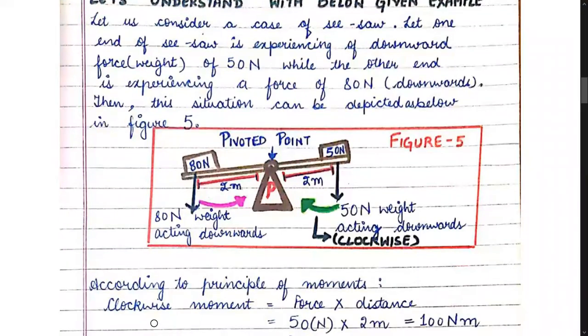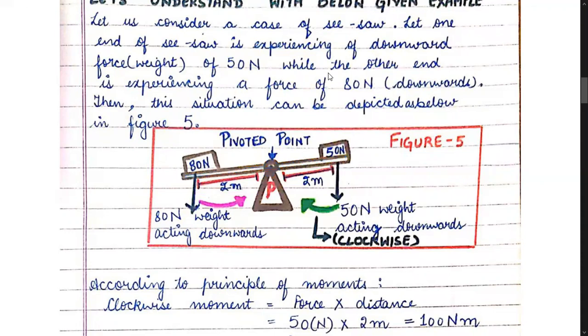Now I have shown you figure number 5 on page number 2. This is a case of a seesaw. Children, this total seesaw is of 4 meter length, and if you see a seesaw nearby, you will notice that the pivoted point is always at the center of the seesaw. By center, I mean that the distance from one end to the pivoted point and from the other end to the pivoted point is 2 meter each.